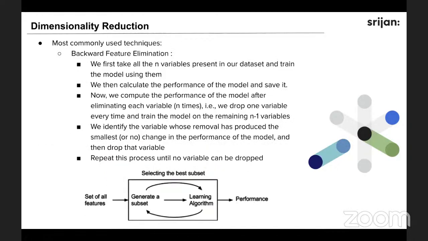Similarly, we have backward feature elimination, where you eliminate features using the backward selection mechanism. You initially select all the variables, and then drop them one by one, and see if there is some change in performance. Then you can either keep it or throw it out. If it is not impacting your performance, then it means that it's not useful.